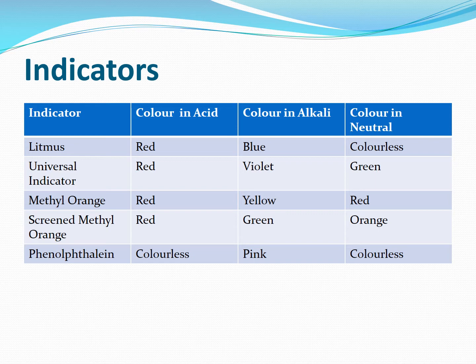There is another indicator, universal indicator, which is also red in acid, violet in alkali and green in neutral. Methyl orange is red in acid, yellow in alkali and red in neutral. Screened methyl orange is red in acid, green in alkali and orange in neutral solution. Phenolphthalein is colorless in acid, pink in alkali and colorless in neutral.